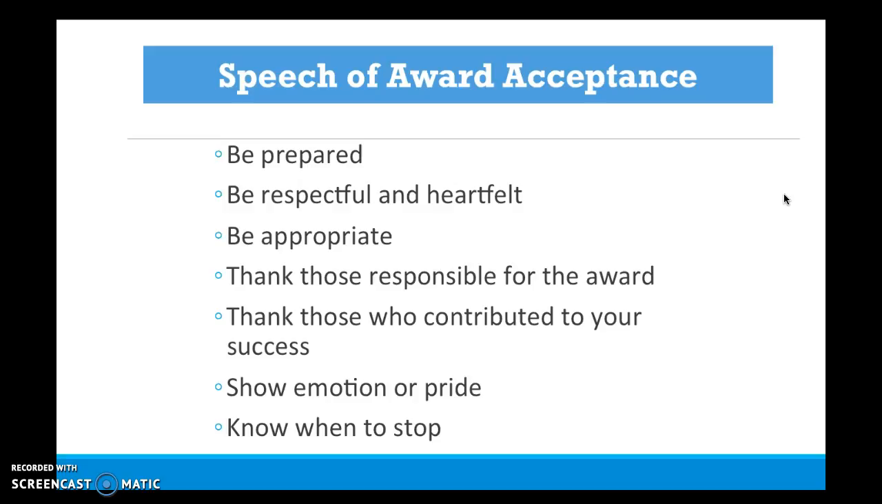Something you want to think about, people that accept awards are prepared. Never say, oh, I had no idea. I have nothing prepared. Don't do that. Be respectful, humble, heartfelt. Again, strong pathos. If you're going to choose this one as your special occasion speech, show emotion, pride. Thank those in your family and friends who contributed to this award.